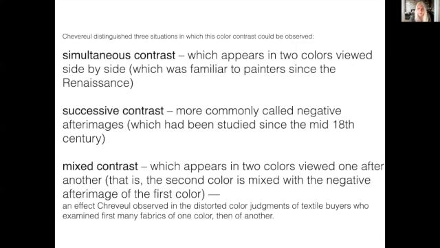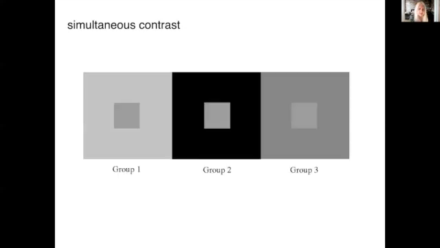So when we look at simultaneous contrast, for example in this image, what we see is that the gray square in the center of each group is exactly the same gray. Now it doesn't look that way, does it?